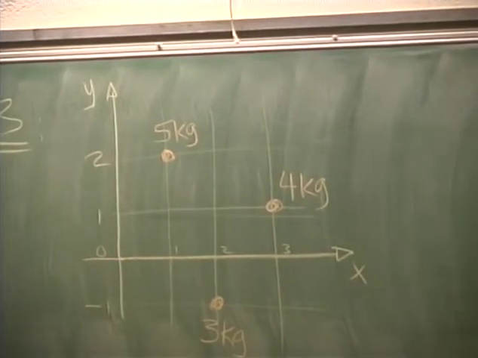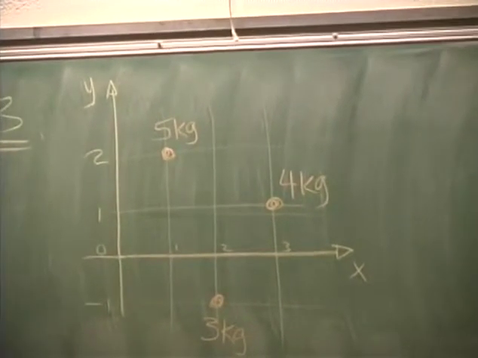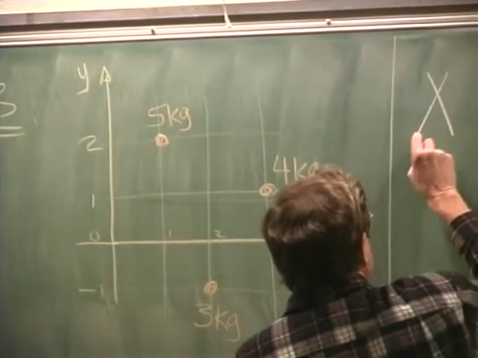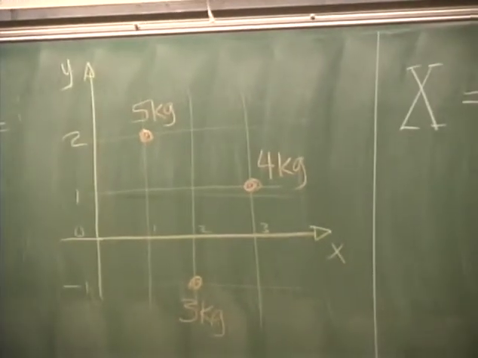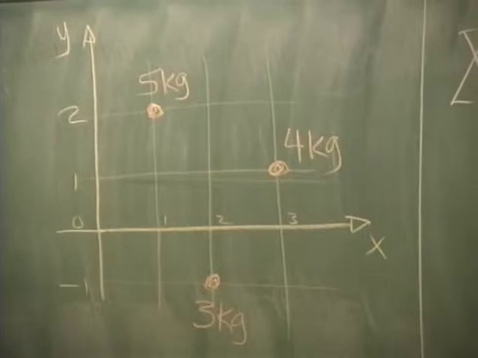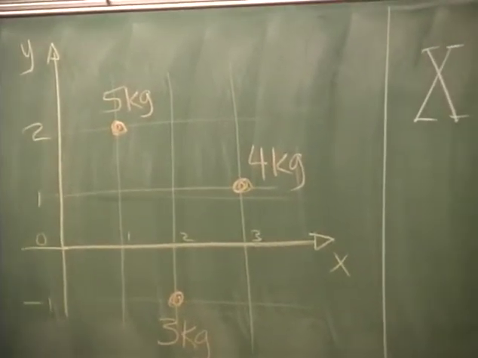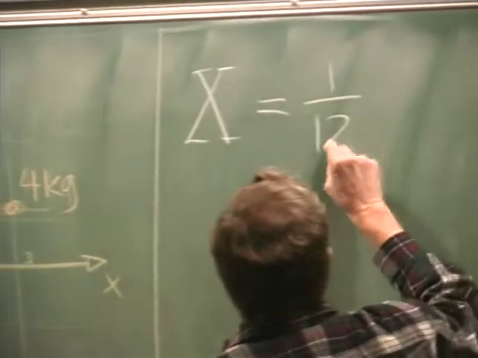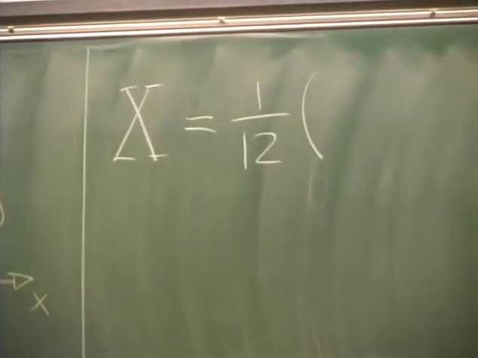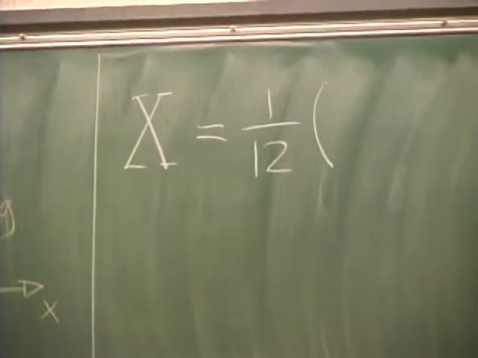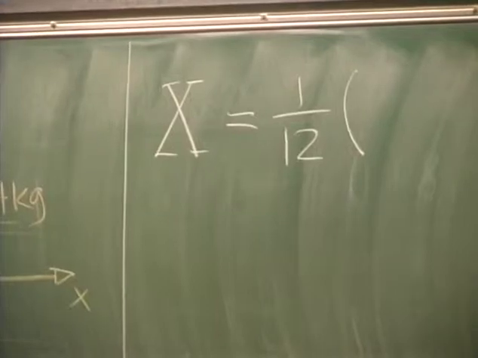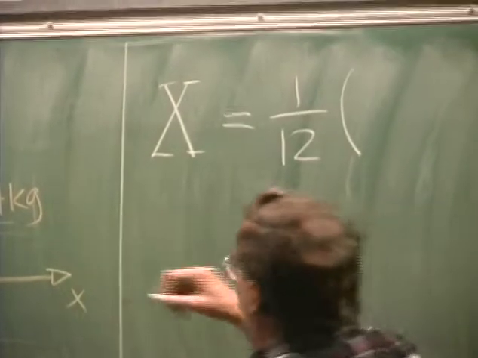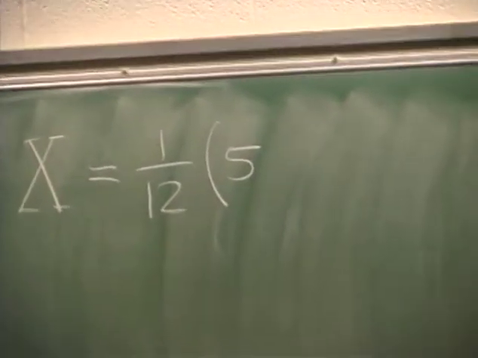Ready to go? Well, x, that's equal to 1 over the total mass. Total mass in this instance is 12, huh? 5, 4 is 9, 10, 11, 12. So 1/12 of. Now, do pay close attention to how I do the sum over here. It's each individual mass times the x component of that mass's position. So, for number 1, I've got 5 is the mass. And what is the x component of its position? 1.